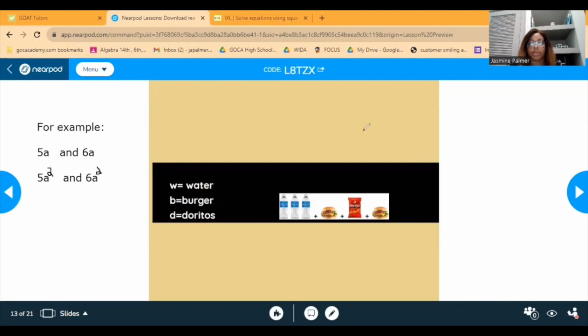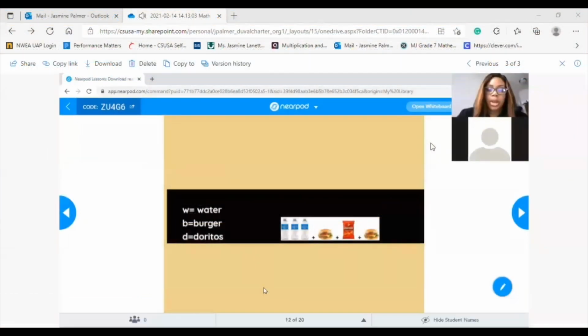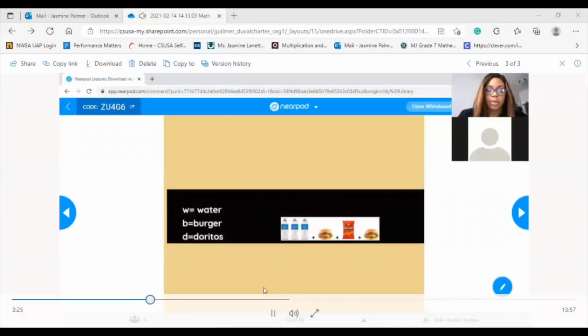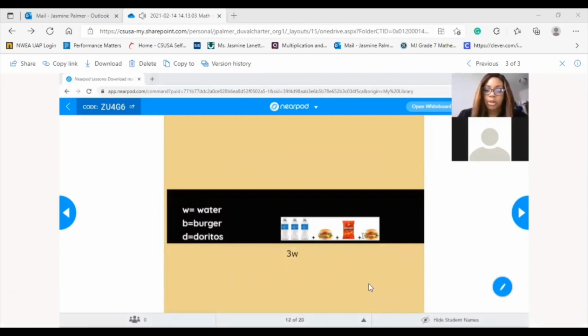Now we're going to do an example using a real world scenario. Say I had 3 water bottles, and a water bottle represents W. So that would be 3W. And then say I have 2 burgers. That would be 2B for burgers, plus a Dorito, 1D stands for Dorito. And we can just put them together: 3W plus 2B plus 1D. So these are terms.